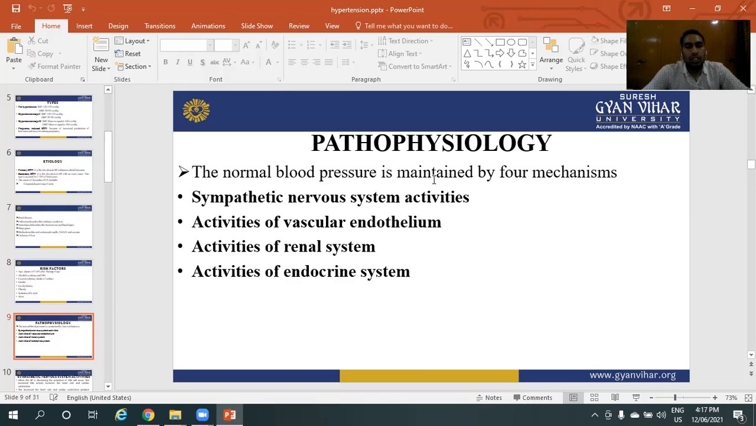Pathophysiology of hypertension. Normal blood pressure is maintained by four mechanisms. First is sympathetic nervous system activity. Second is activity of the vascular endothelium. Third is activity of the renal system. Fourth is activity of the endocrine system.